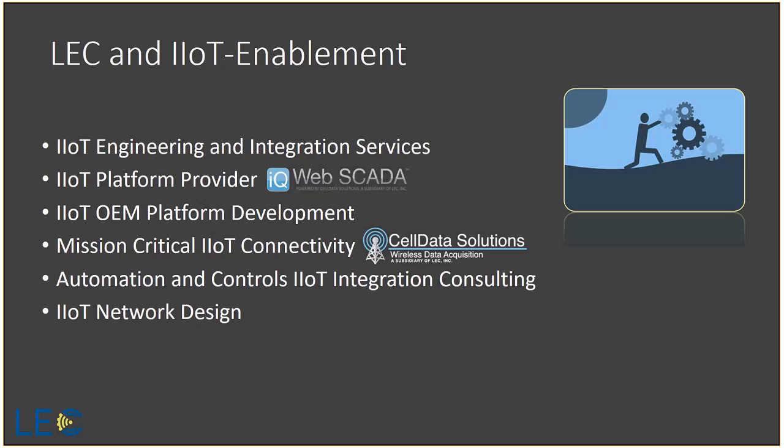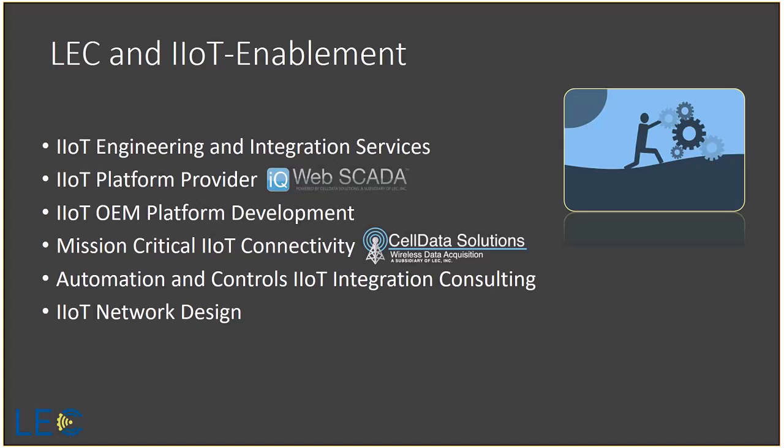We also develop end-to-end IoT platforms for OEMs. So we gather requirements, really build these platforms from start to finish to provide OEMs a marketable product at the end of the day. We also provide mission-critical IoT connectivity with our Cell Data Solutions subsidiary. Cell Data Solutions is a private network, both on CDMA and GSM. It's a managed solution, so mission-critical communications is the focus.